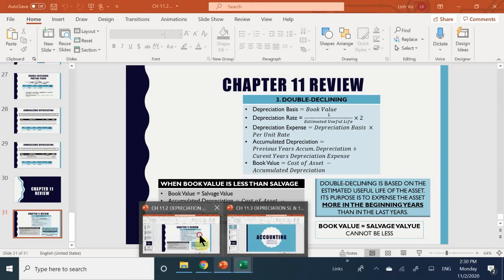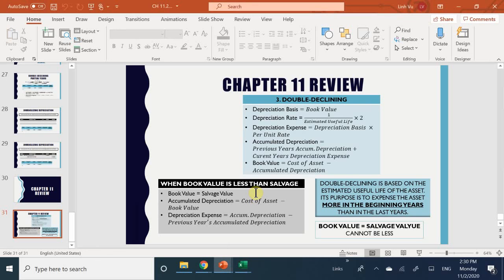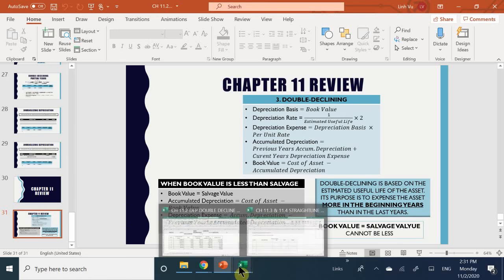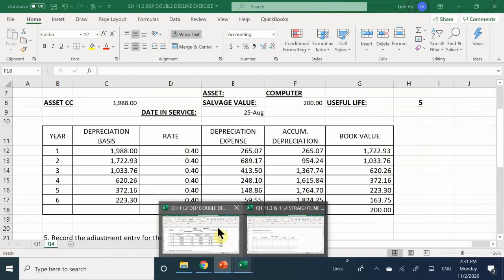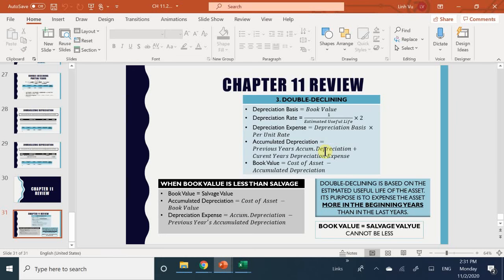Okay, I'll give you a hint here. Hang on, I have it here. I gotta just pull it up. You're gonna make your book value your salvage value, correct, and you are going to subtract your accumulated difference to show what is still remaining.